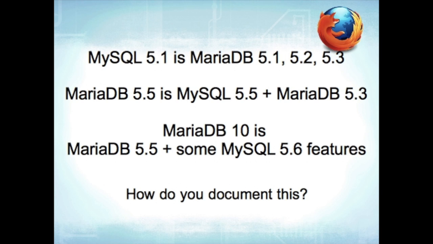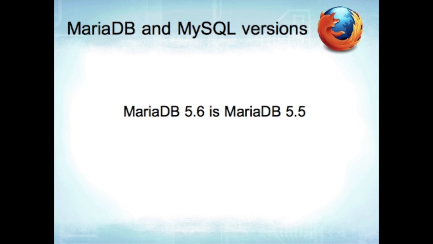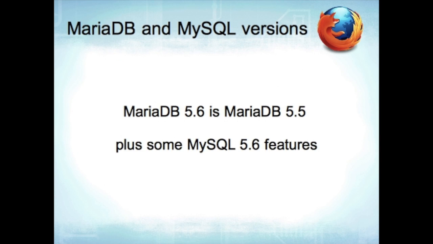Now, here's the fun part. It gets more confusing. I'm glad you guys are awake. So MariaDB 5.6 is MariaDB 5.5 plus some MySQL 5.6 features. It's kind of like a distribution, right? When Red Hat distributes MySQL, they don't put everything that's in MySQL 5.6. They pick and choose. Really a kind of a pain in the butt. Like Ubuntu picks and chooses and adds things like an etc my.cnf.d directory, right? That's not in the MySQL code.